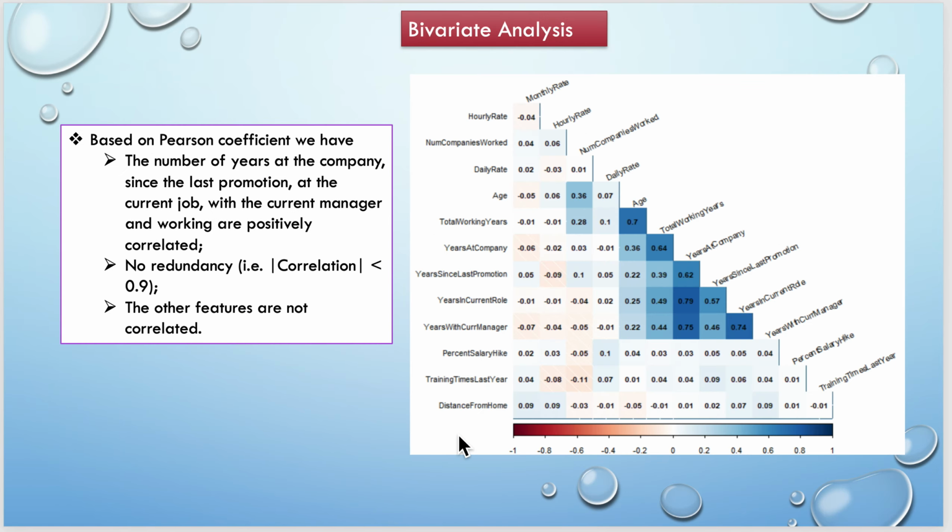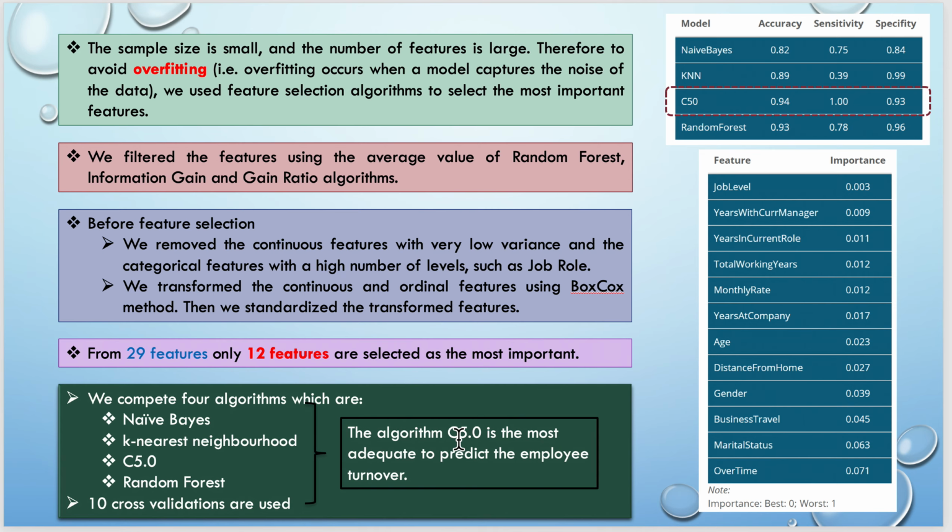Based on the Pearson coefficient, the number of years at the company, since the last promotion, at the current job, with the current manager, and working years are positively correlated. There is no redundancy, since the correlation was below 0.9. The other features were not correlated. The sample size was small and the number of features was large. Therefore, to avoid overfitting, we used a feature selection search algorithm to select the most important features.